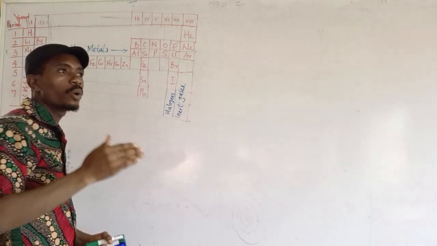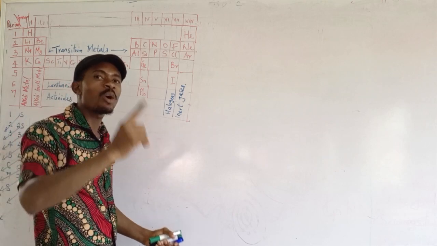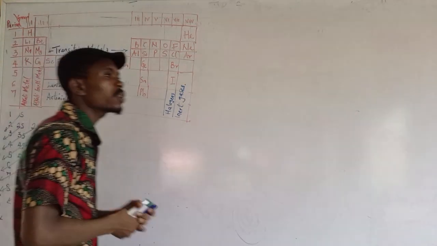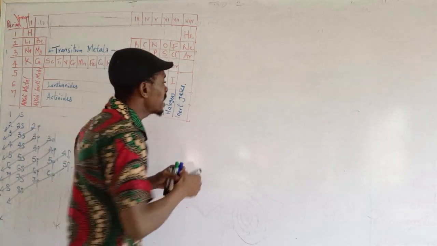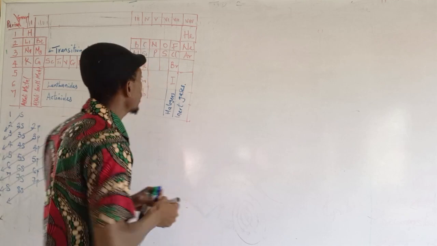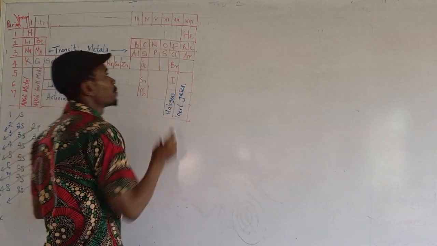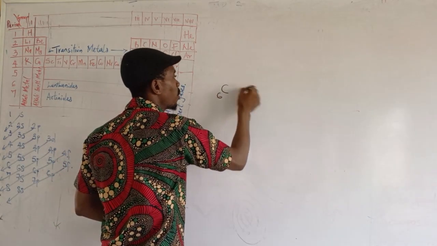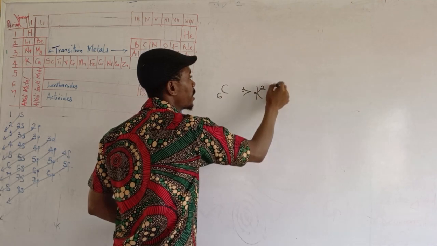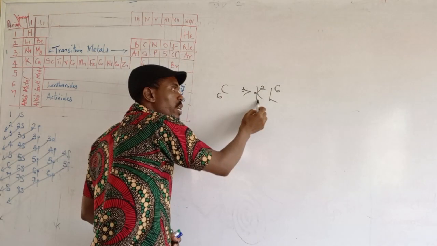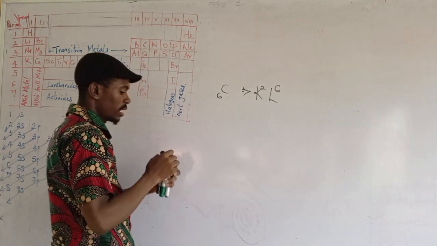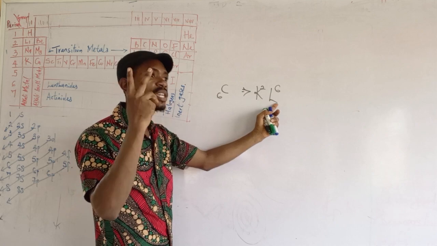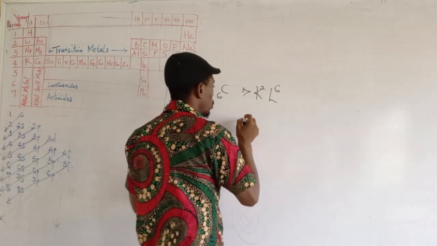Now, across a period, there is a progressive addition of 1 electron. And what makes us know the period an element belongs to is the number of shells that element has. Take for example, an element like carbon, which is 6. This is its configuration, K2L4. This is the K shell. This is the L shell. It therefore means that carbon is in period 2 because there are 2 shells. So carbon is in period 2.